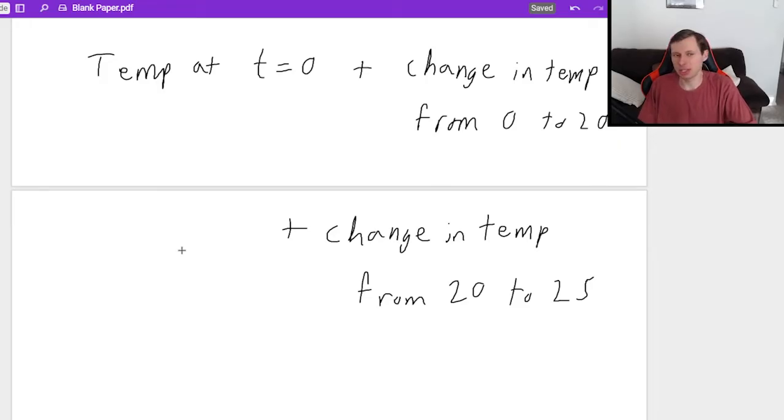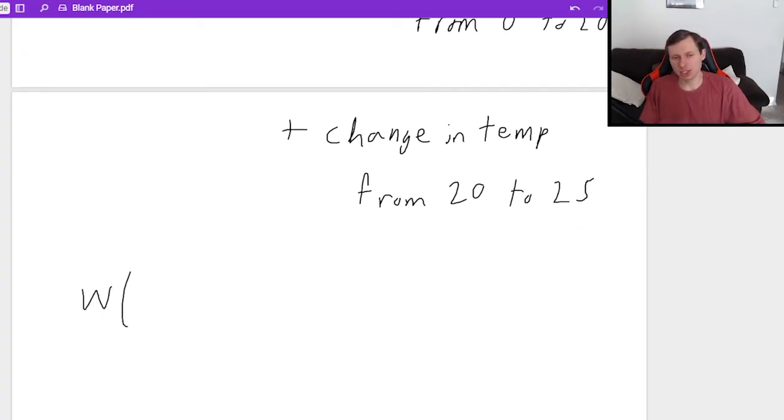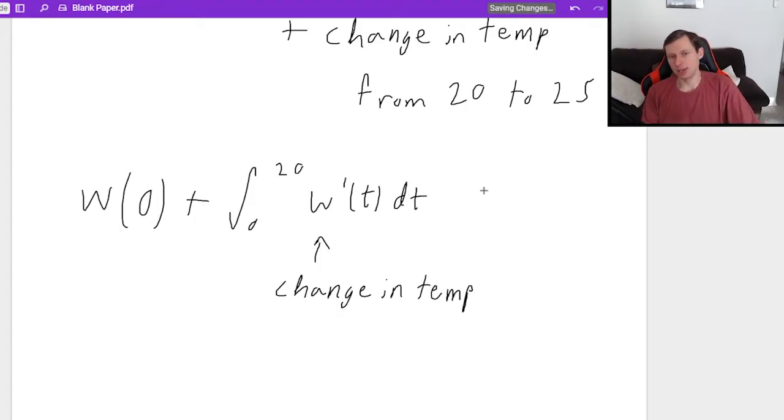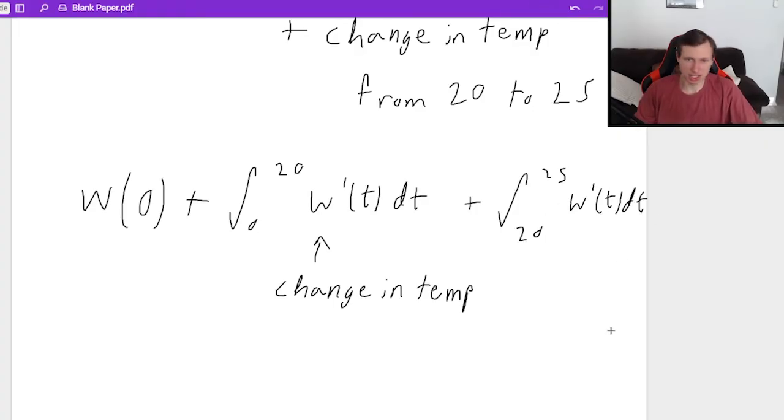And how would I write this in math speak? I would say w of 0 plus the integral from 0 to 20 of w prime of t dt. Why w prime? Because remember earlier we said that this was the change in temperature. We said that back in part B. And then plus the integral from 20 to 25 of w prime of t dt. So there we go. We're going to add three things together.